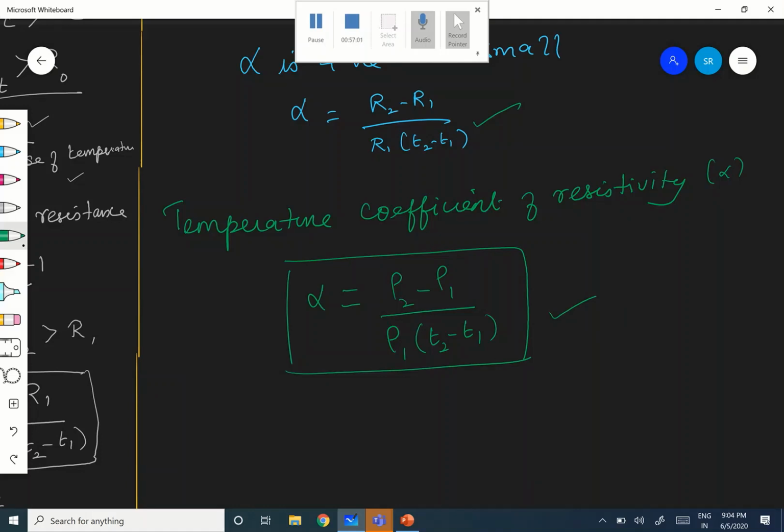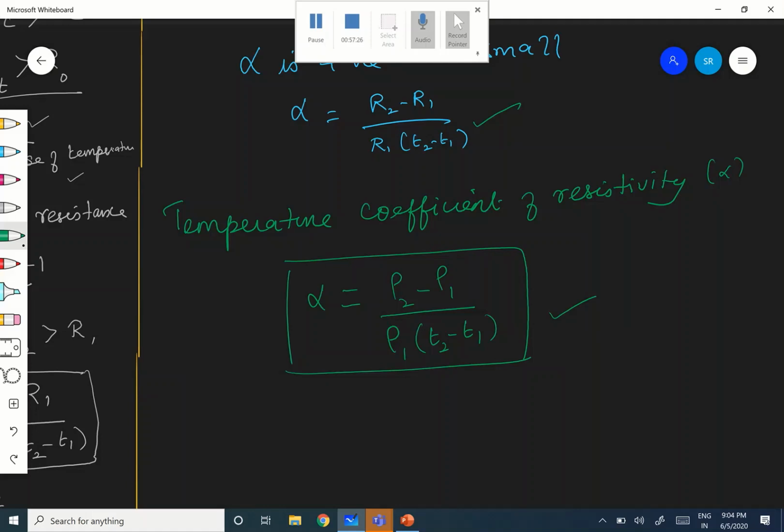Okay, therefore alpha is negative. And for alloys, as usual, it is very small. The resistivity won't change that much with the change of temperature, but it is positive. It is positive but very small. Hope you are following. It won't change. Resistivity will not change appreciably with temperature in the case of alloys.